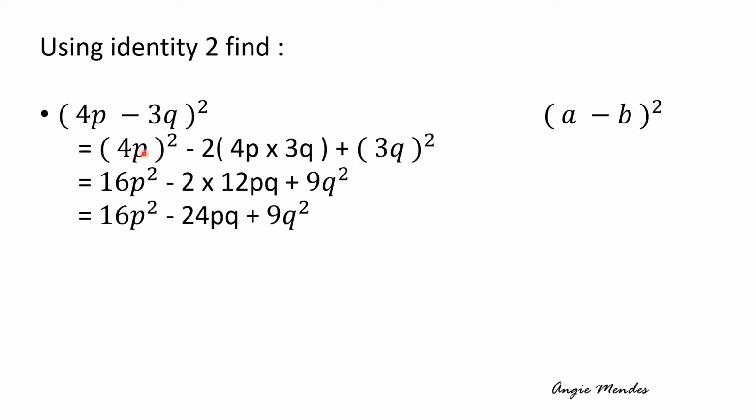Now you find the square of this. Remember to square the number as well as the variable. And when you're multiplying the numbers, please multiply the variables too. So you will get 16p² − 2 into 12pq + 9q². Now you can simplify it and you will get your answer.